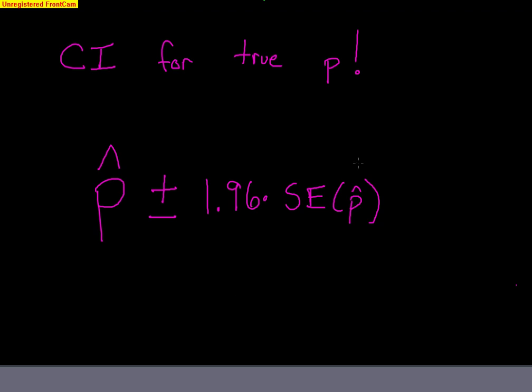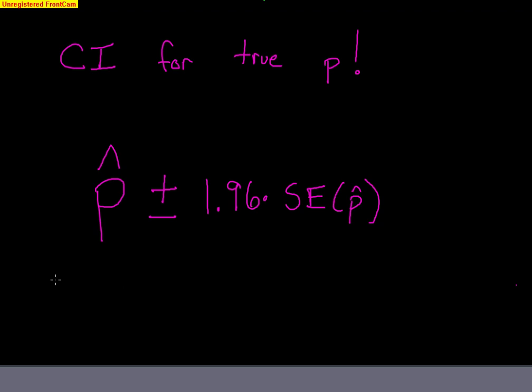Now, remember, why standard error and not standard deviation? Well, because we have no idea what P is, and we're using P hat and Q hat, which creates this thing called standard error, not standard deviation. Why are we using 1.96? Because 1.96 is more accurate, and it reflects the 95% that we're talking about.